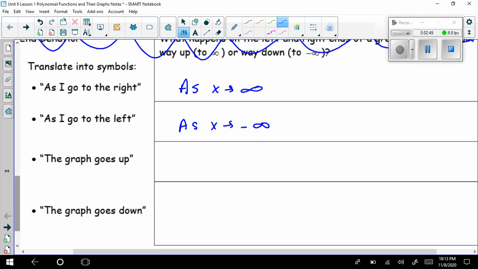The graph goes up, so remember your graph is notated as f of x. Up would be positive infinity. Or the graph goes down, so we have f of x, which is then approaching negative infinity. So these will vary, but you're always going to have a left statement and a right statement, and then one of these statements that goes with it.